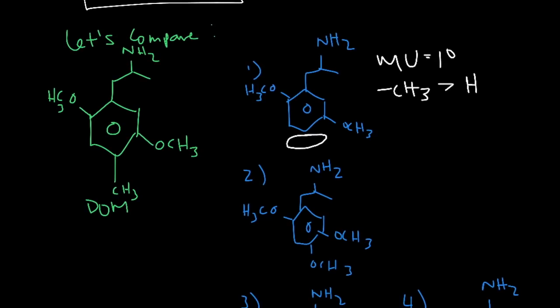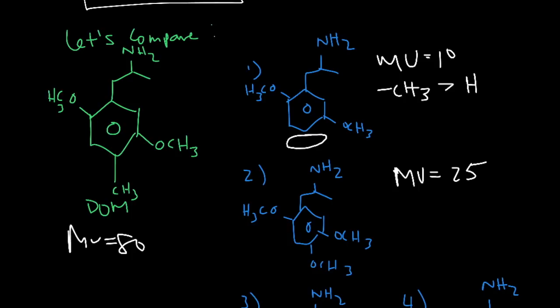Number two, we're going to change it to an OCH3 now. More potent or less potent than DOM? It's actually less potent than DOM. However, would you expect it to be more potent or less potent than number one, the hydrogen? More potent. Yeah, I should have told you that DOM has an MU of 80. My bad, y'all. You can compare it better. This actually has an MU of 25.